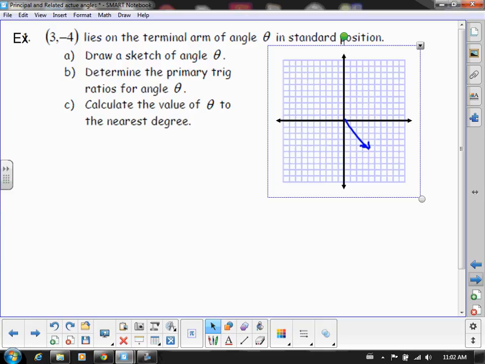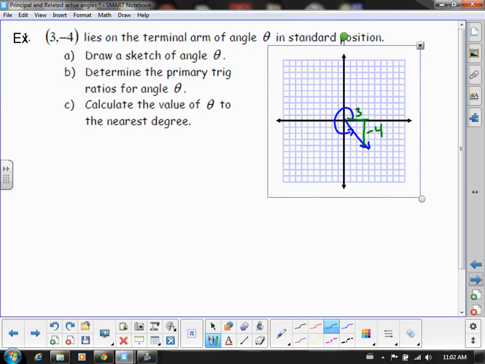From there, I'm going to make a right triangle after I show where the principal angle is. I'm going to make a right triangle. And this is important because I know that the y value is negative 4 and the x value is going to be positive 3. And I could tell that simply from my coordinates.